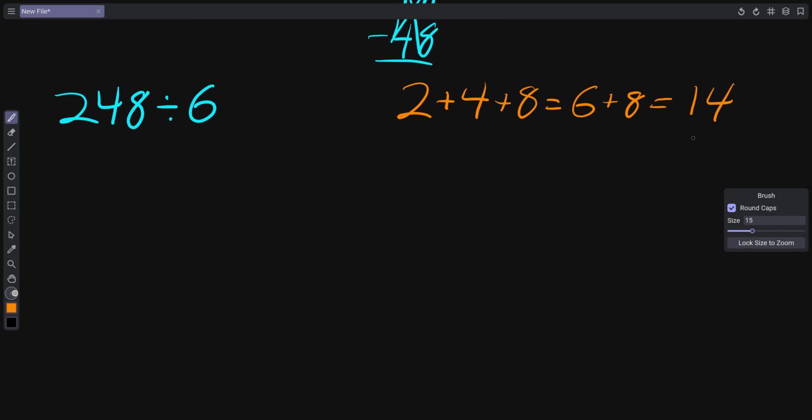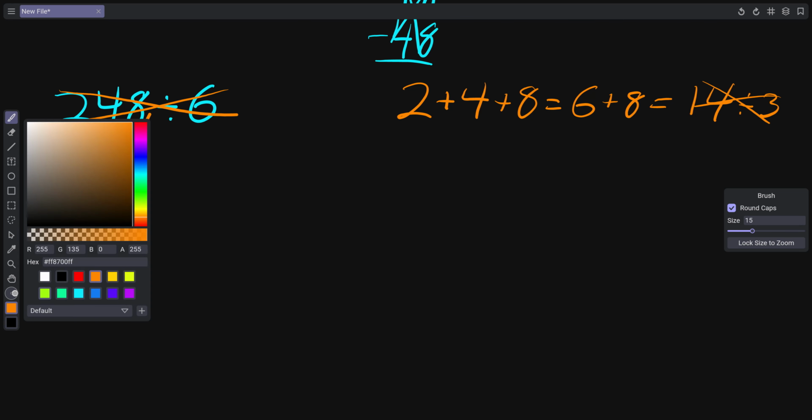And 3 actually cannot be evenly divided into 14. It's not going to work for even division. So because 3 can't evenly be divided into this number, even though it's even, we also know that 6 cannot be evenly divided into this number.